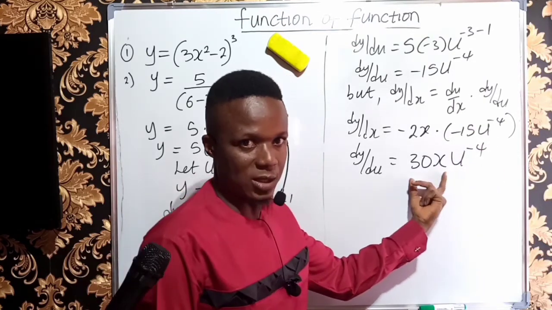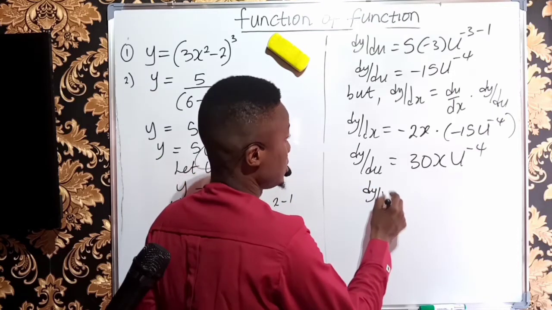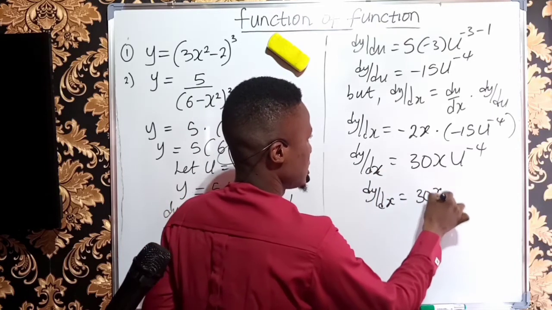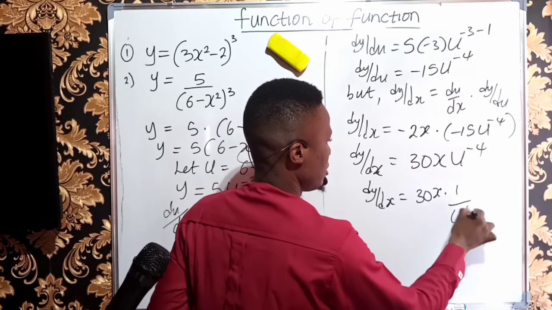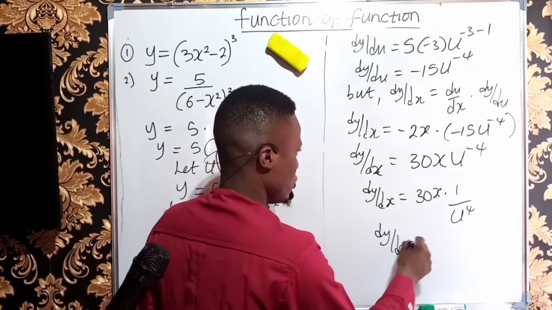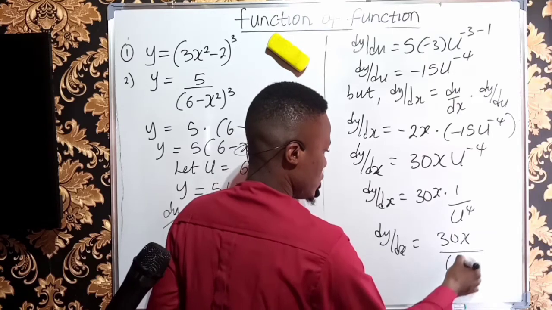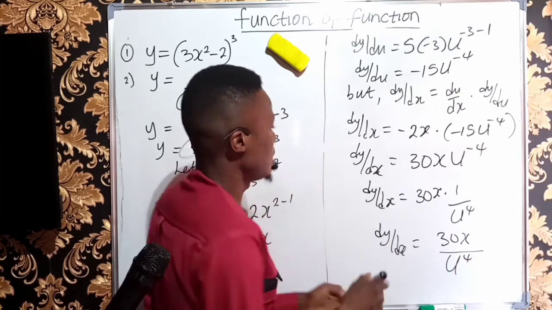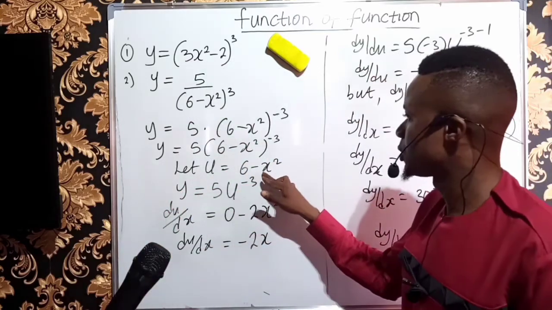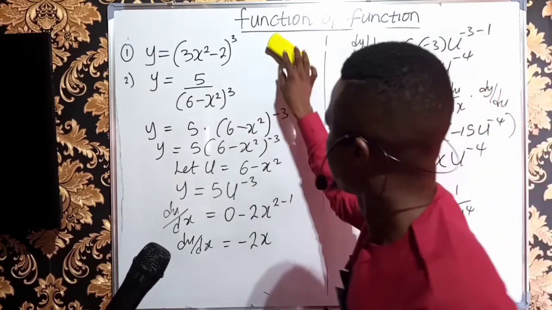From the laws of indices, you can simplify this further. This can be dy/dx is now 30x multiplying 1 over u to the power of 4, from the laws of indices. So dy/dx will be 30x times 1 is 30x all over u to the power of 4. I would have stopped here, but initially we are told that u is equal to 6 minus x squared. So we are going to plug u in here to get the final answer.